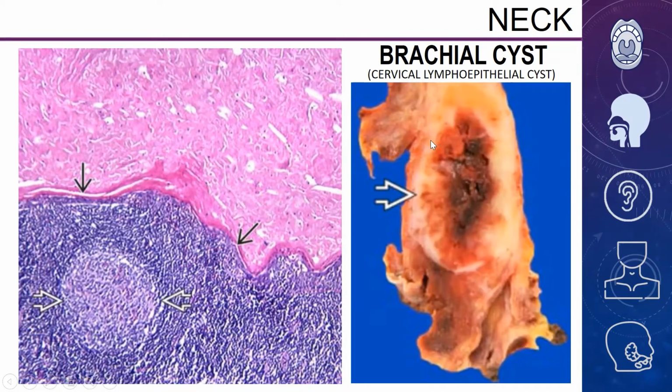The fibrous cyst walls typically contain lymphoid tissue with prominent germinal centers, and the cyst contents may be clear, watery, or mucinous, and may contain desquamated cells and granular cellular debris. This cyst does not undergo malignant transformation.